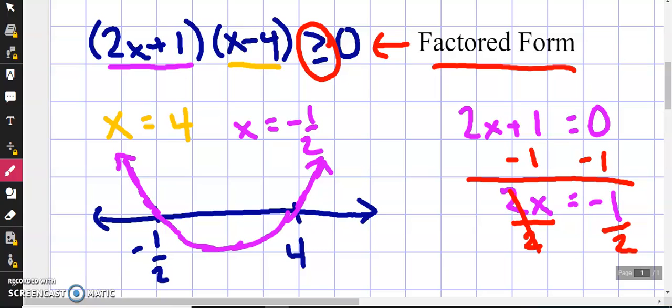Because my inequality is underlined, I'm going to put closed points on my two x values. Then because it says greater than 0, I'm going to look for the highest points on my parabola, right? So the highest points on my parabola are up here. So that tells me that my number line should have arrows pointing out.